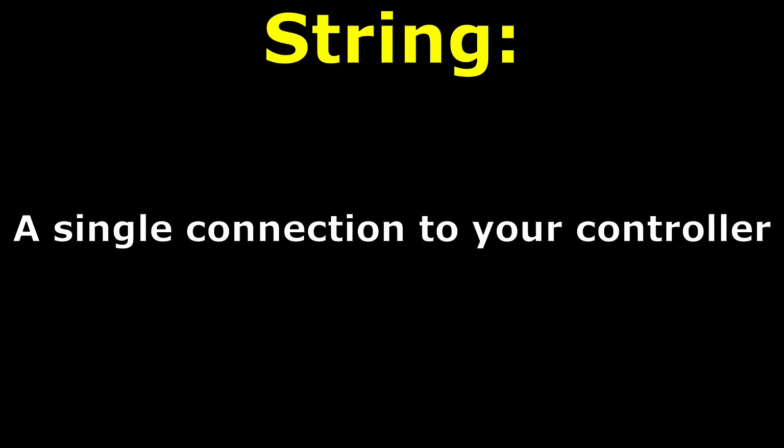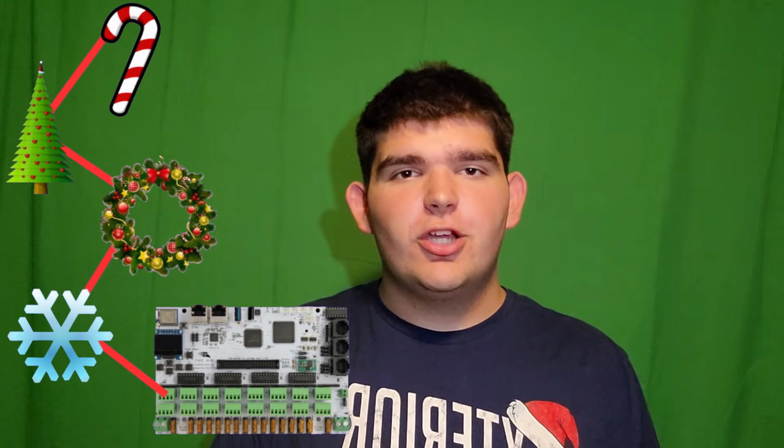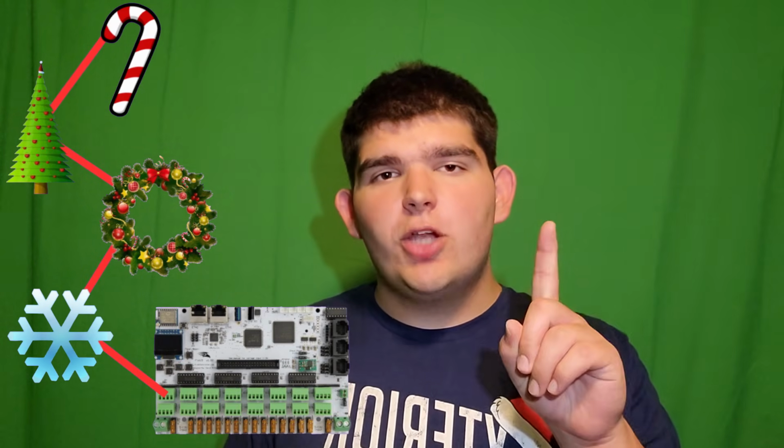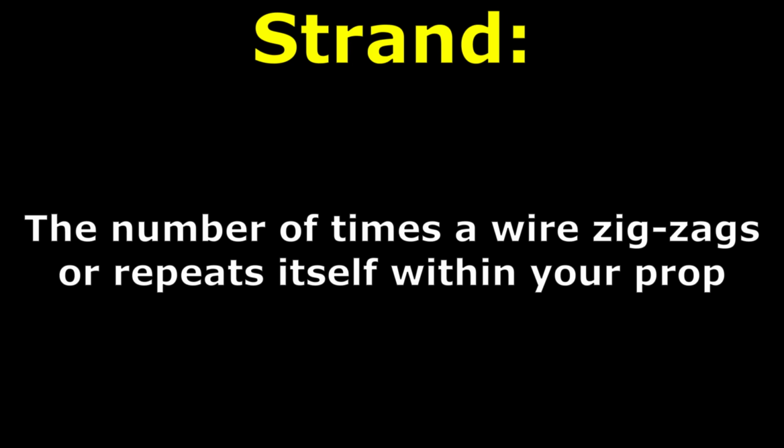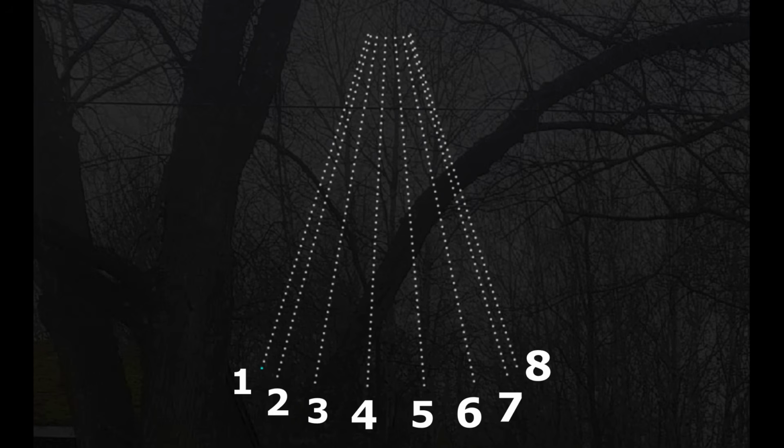String, a single connection to your controller. For example, if you had 4 props in consecutive order, all going to one wire, going to one port on your controller, that would be considered one string because it's making one connection to your controller. And finally, strand, the number of times a wire zigzags or repeats itself within your prop. For example, this tree has 8 different sections, so this would have 8 strands.